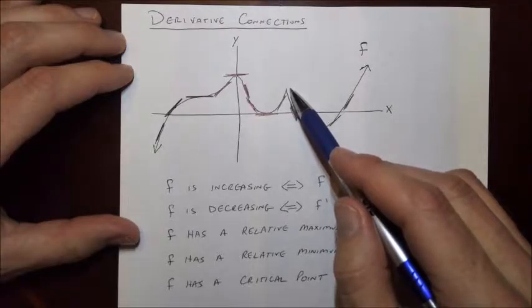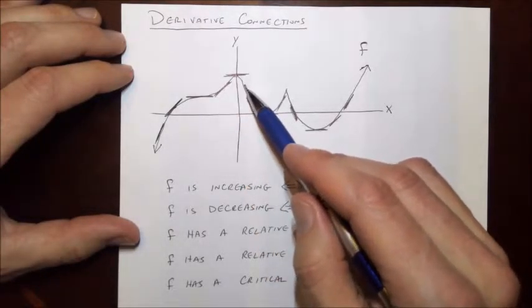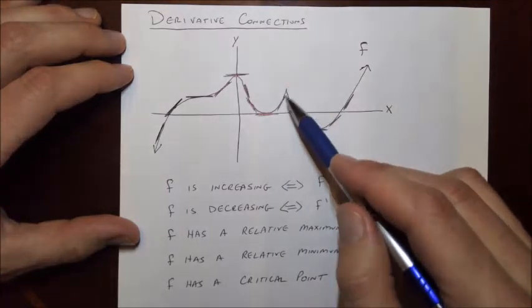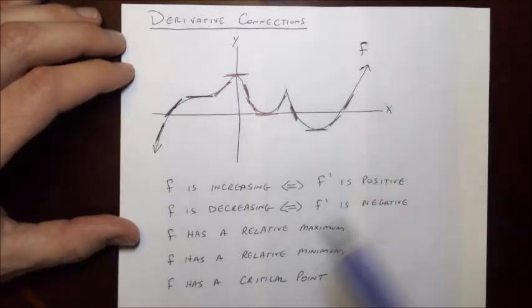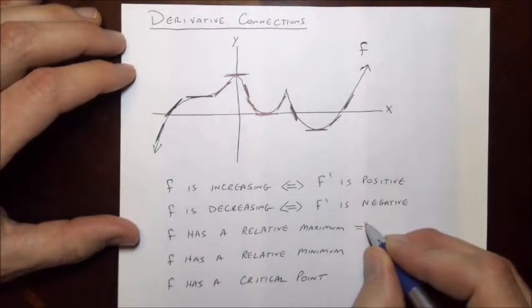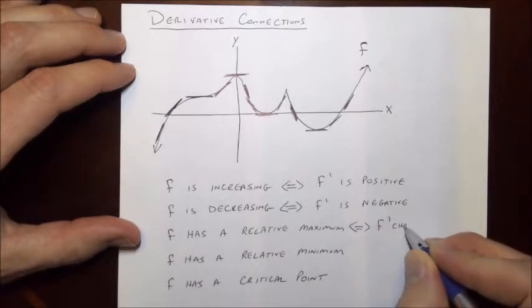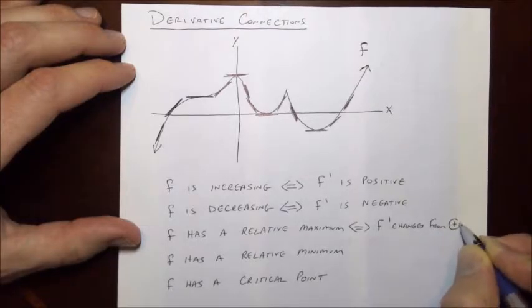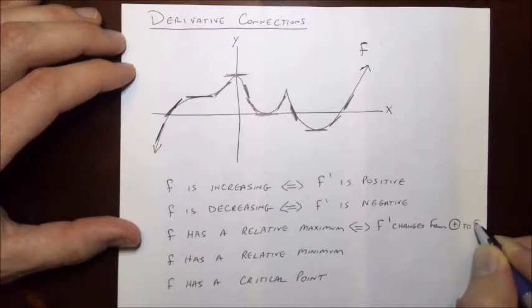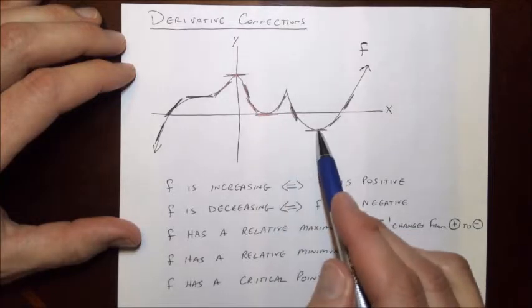Okay, so let's look at what happens with the slopes changing. Before this max, the slope was positive, and afterwards, the slope was negative. Before this max, the slope was positive, and after the max, the slope was negative. So if f has a relative max, that means that the slope changed from positive to negative. In other words, the derivative changes from positive, I'm going to do a little plus with a circle around it, to negative.